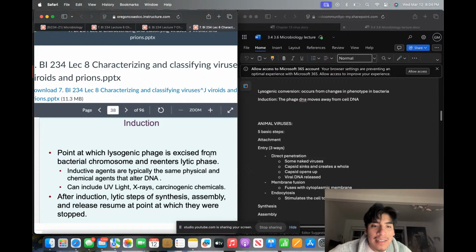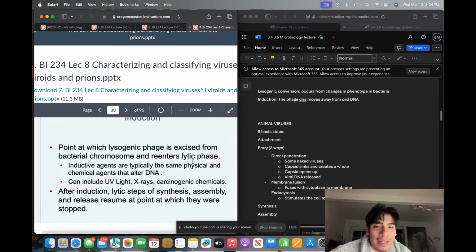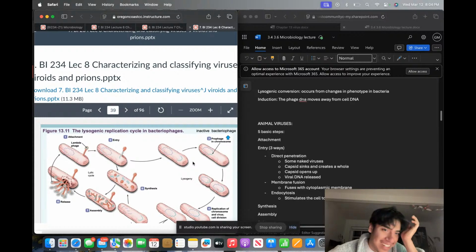After induction, the lytic steps of synthesis, assembly, and release resume at that point. So inductive agents, what causes this induction, can be UV, X-rays, or carcinogenic chemicals. That is so interesting. I like how I'm reading through these and finding out new things that he didn't really go into in depth on. Like I'm learning the slides again.